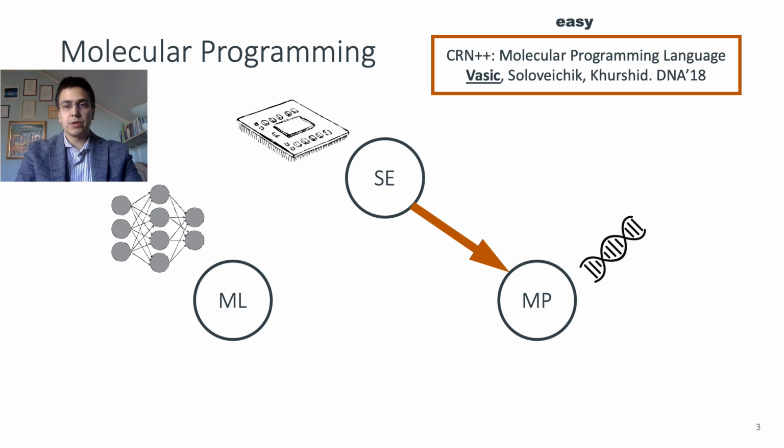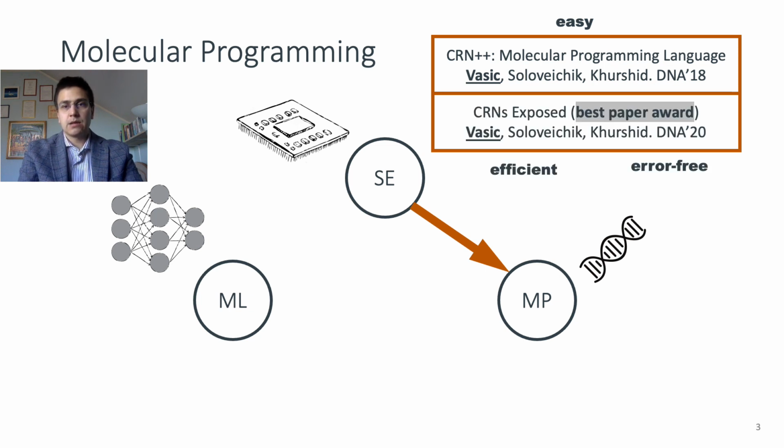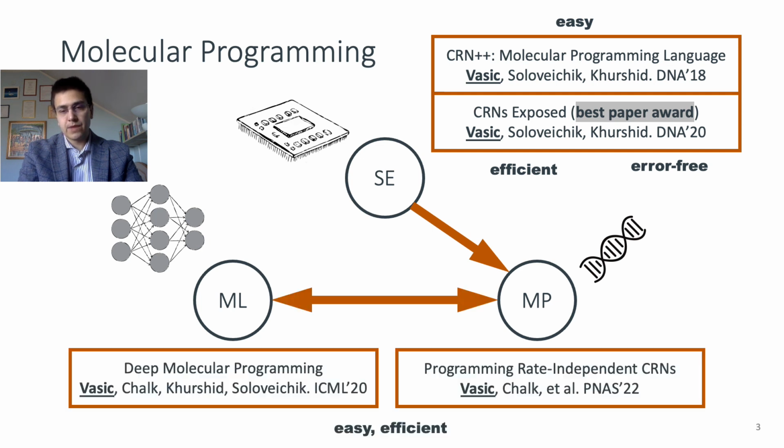I'll start by talking about CRN++, which is the first imperative molecular programming language that we designed. Then I'll continue with a technique that explores the space of chemistry and finds the basic modules, so what chemistry naturally computes. Then I'll talk about the connections of neural networks and chemical reactions. And this would wrap up the main part of the talk. Then I'll just briefly mention my work at the interconnection of machine learning and software engineering.